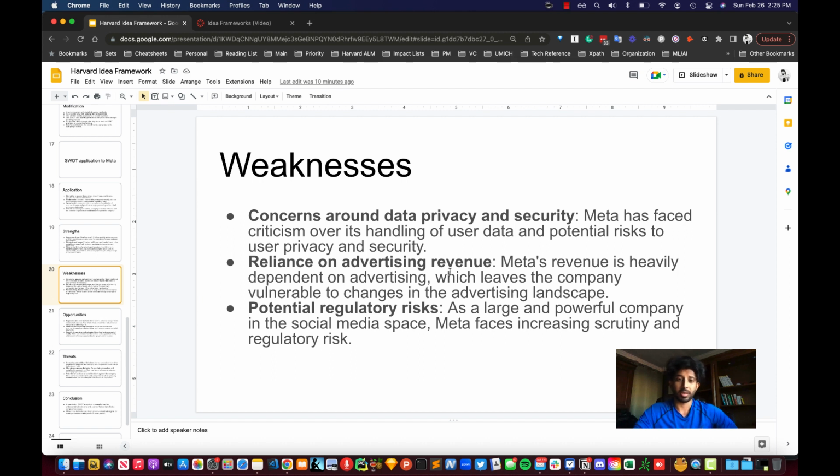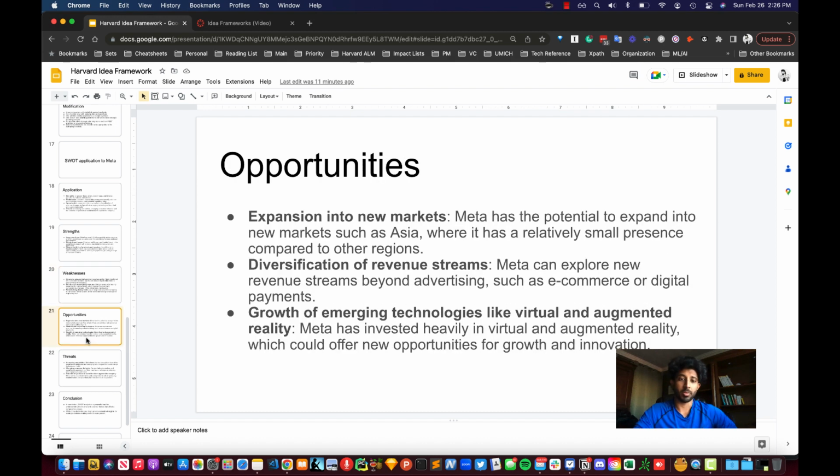Now, taking a look at the other thing, political and regulatory risks. There are many data laws that are coming into effect not just in the U.S. but in Europe as well, which comes directly face to face with Facebook's primary source of income. That's its user data.